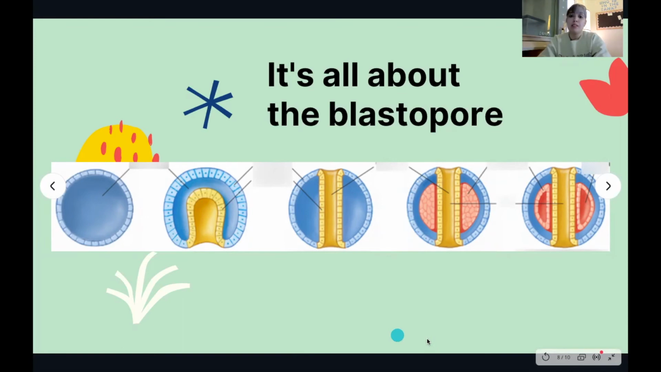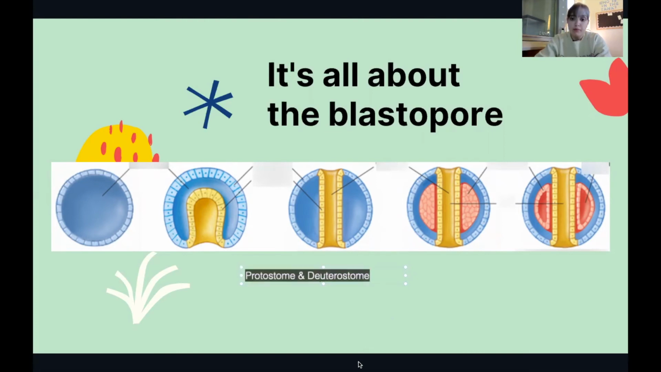However, we have two different types. We can have this thing called a protostome. I wish I could make that bigger. Okay. And deuterostome. All right, so we have these two things called the protostome and deuterostome. And the biggest difference between the protostome and the deuterostome is what develops first in the digestive system. So we can have a mouth that develops first, or we can have an anus that develops first.